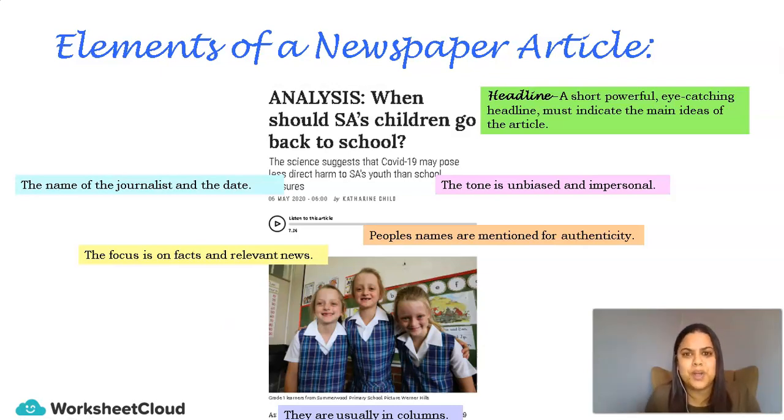Because when you see a newspaper article, they are written in columns. There's a space for each paragraph or a few paragraphs in each line. So you kind of need to notice that when you're reading a newspaper article. And I think that's one of the very key features of a newspaper article.